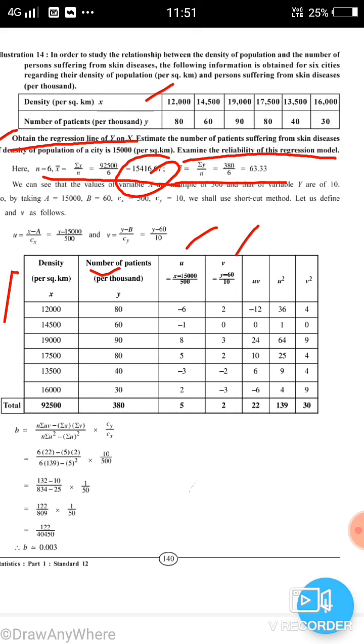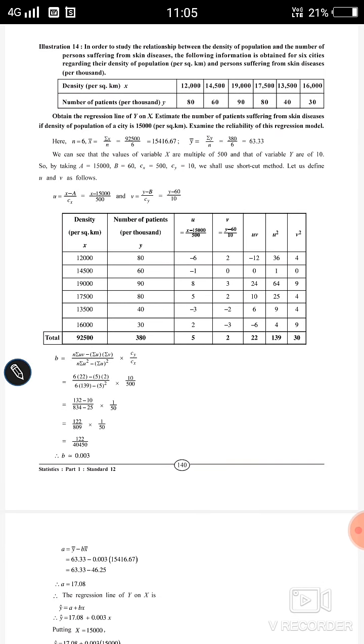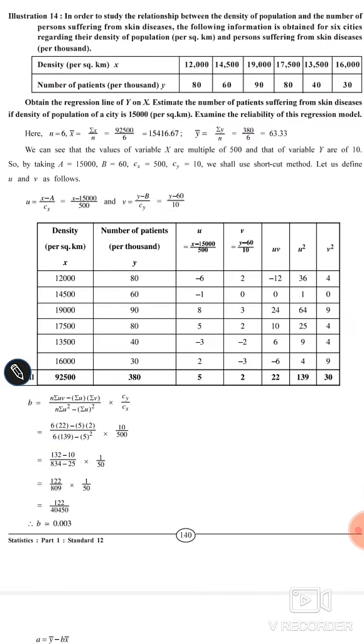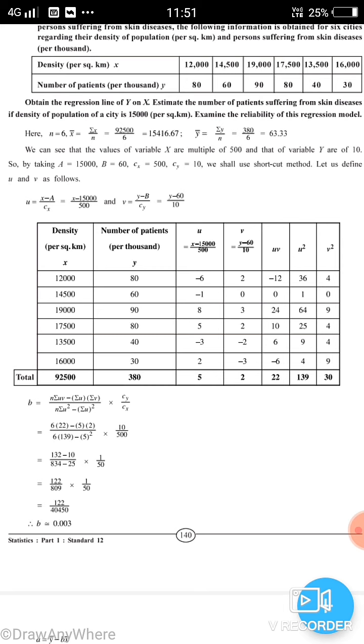So now let's take u, let's take v. Formula of u is x minus a upon cx. Formula of v is y minus b upon cy. Now we assume that in the x axis they have taken the mean average. The mean that is coming is 15,416, so they have taken 15,000 as the average. Then for cx, common divisible, they have taken 500 because this is 17,500, this is 13,500, so common divisible comes out as 500, right?